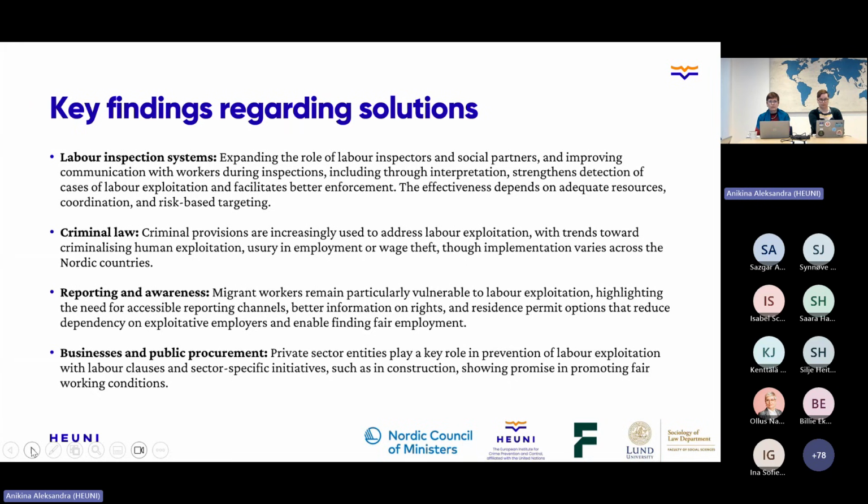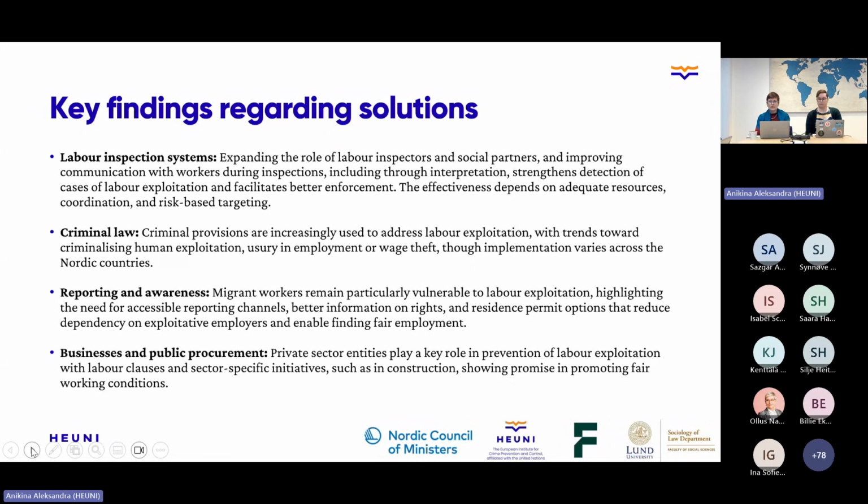We also talk about raising awareness and strengthening migrant workers' access to reporting their experienced breaches and violations. Because we know the migrant workers remain vulnerable to labor exploitation, there's a need to strengthen reporting channels and also to provide workers with better information on their rights.